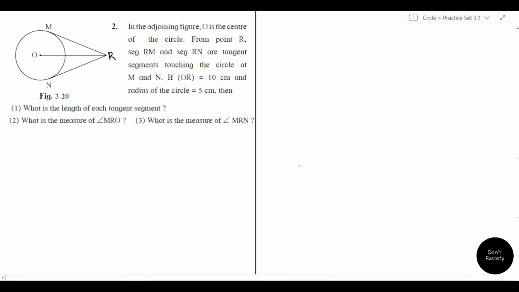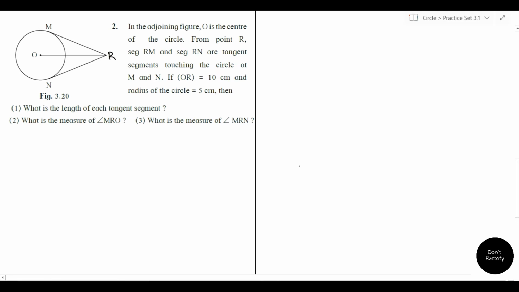So now we'll be doing sums based on tangent segment theorem. The first sum under this concept is the second sum from your practice set 3.1. The question reads, in the adjoining figure, that is figure 3.20, O is the center of the circle. From point R, segments RM and RN are the tangent segments touching the circle at points M and N.